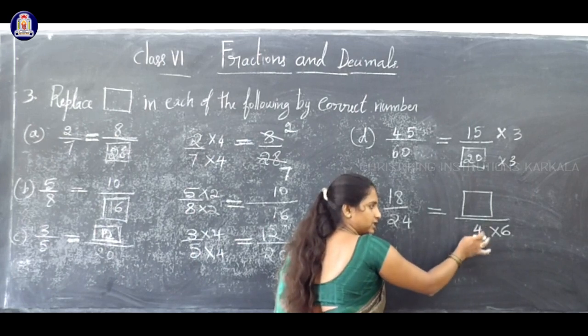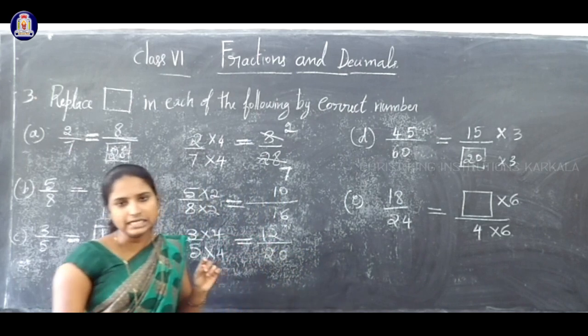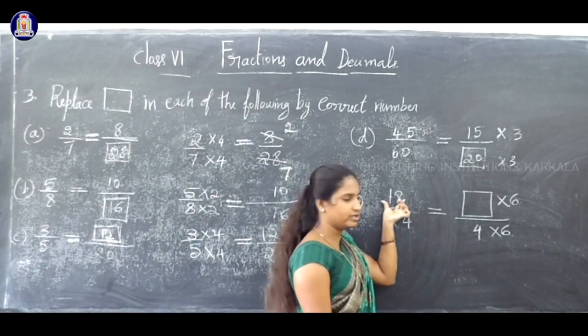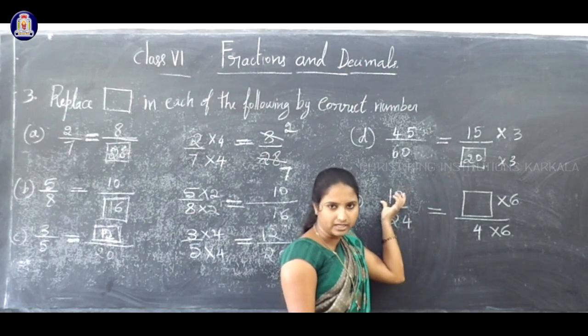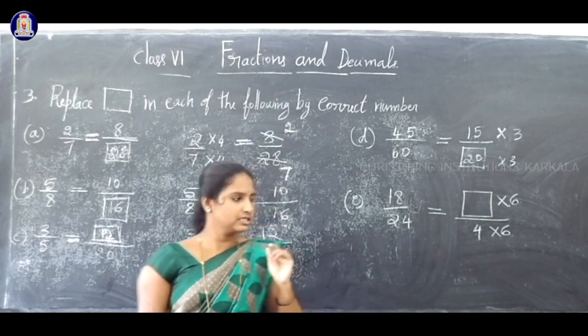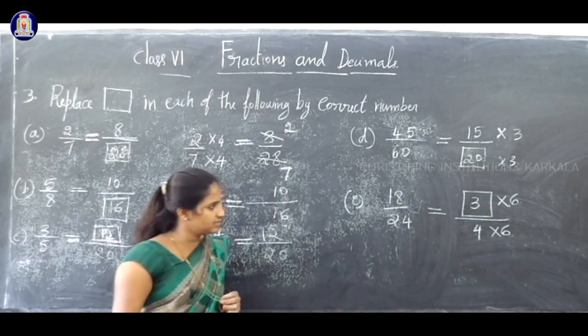Is it correct? Yes. So the same number you should multiply to the numerator. So multiply by 6 to the numerator. Now you can ask like this: we should get the answer 18 in the numerator. So 6 how much are 18? You know that 6 3s are 18. Is it correct? 6 3s are 18.